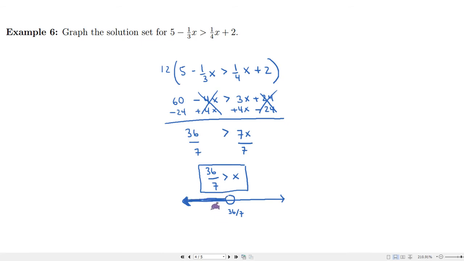Okay? So for example, the value 0 is over here, isn't it? Because this is a positive, so 0 is over here. And 0 certainly is less than 36 over 7. So, you can kind of pick some test value that can help you make sure that you're shading in the right region. And this will be an open parenthesis, 36 over 7. And we're going to go all the way to negative infinity. Okay? And there we go.